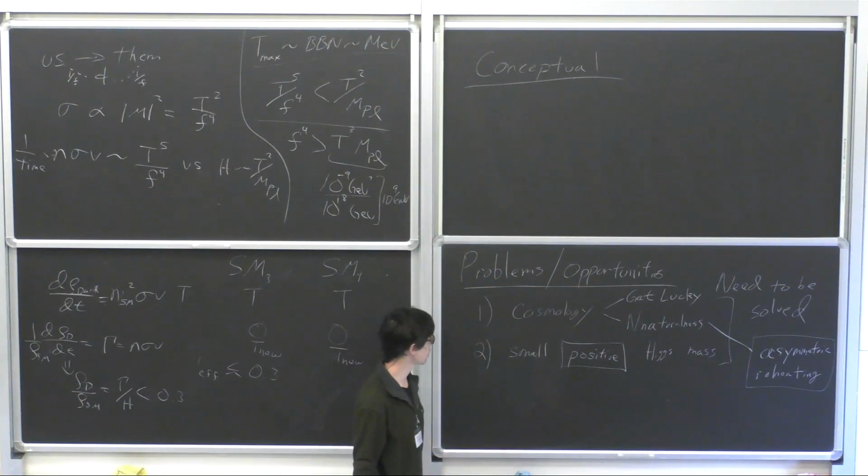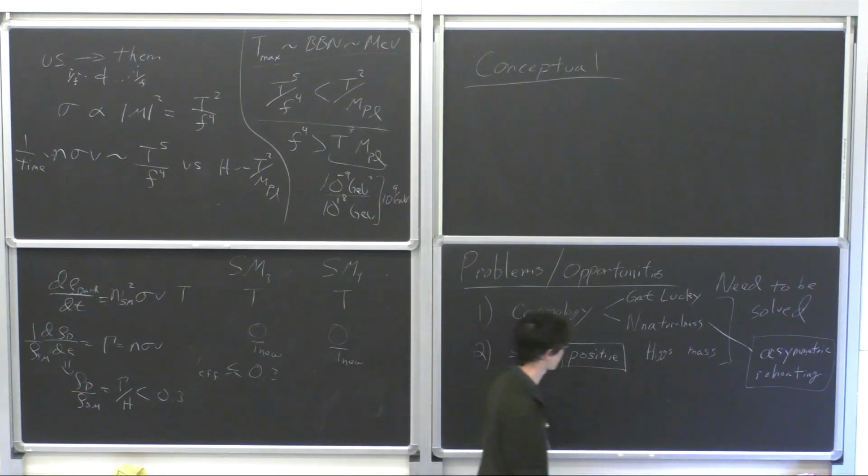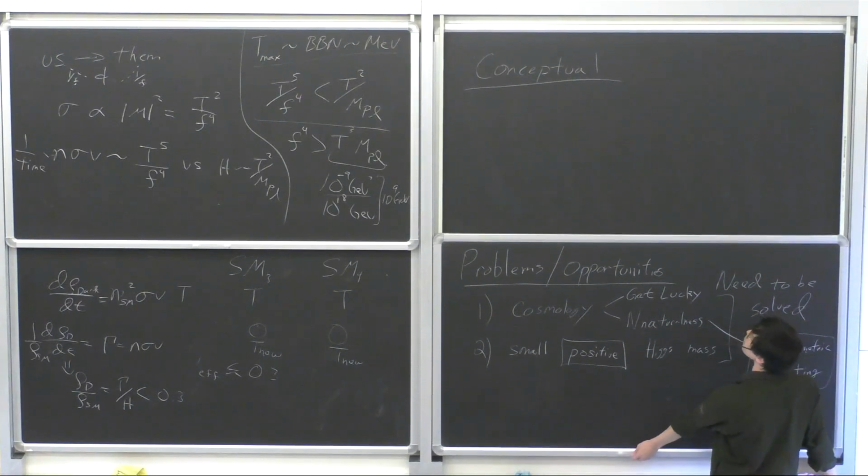There's also small ways to get yourself a small negative Higgs mass. They're not pretty, so I'm not going to go into them, but they exist, and it'd be nice if someone thought of a better way. Okay.